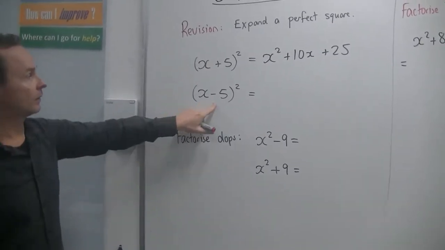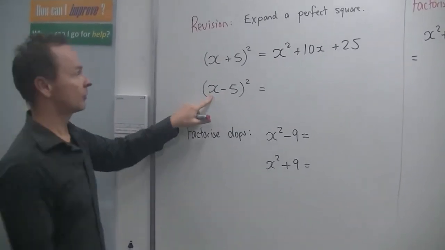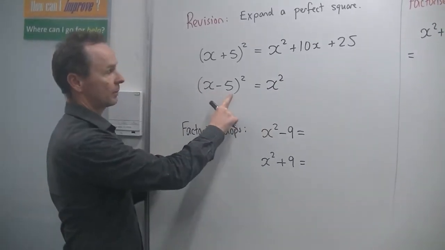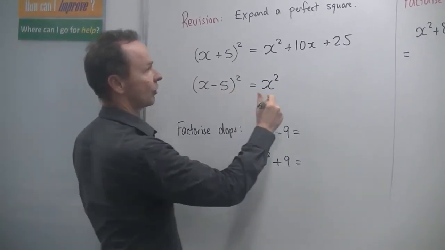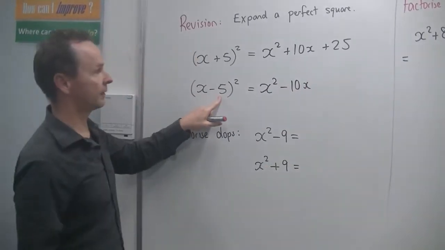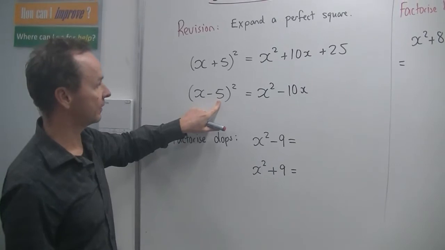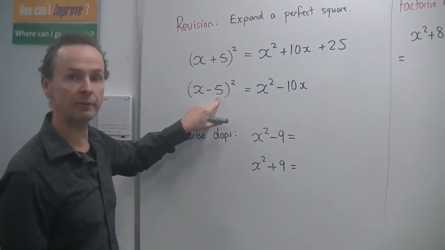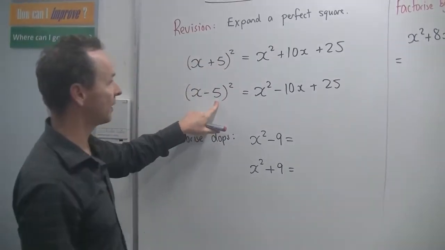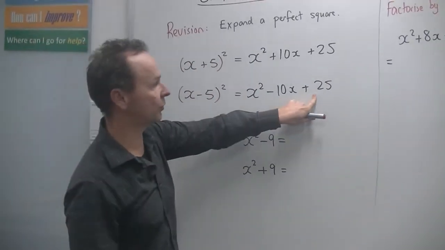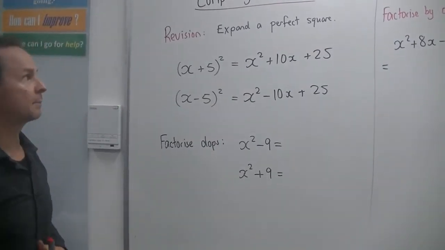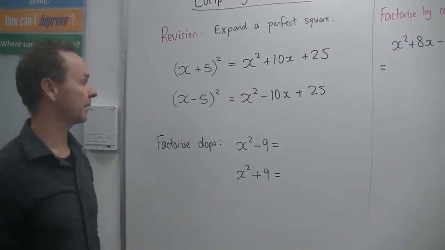Alright, now let's do another one with a negative in the middle. So first term squared is x squared. The first times the second times 2, so it's minus 10x. And then the third one is the second term squared. Minus 5 squared is positive 25. Positive, do not write negative. Minus 5 times minus 5 is positive 25. So hopefully that rings a bell. That's how to expand perfect squares. You need to know that for this topic.